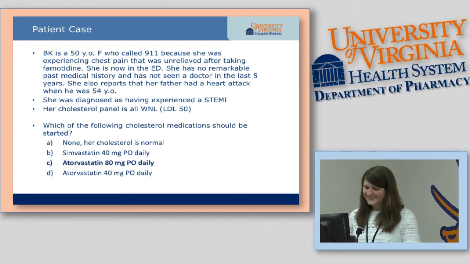And you all got it correct. It is C, atorvastatin 80 milligrams by mouth daily. As we discussed on the previous slide, it's important to start a statin, high-intensity statin, as soon as you know this patient's experiencing an acute coronary syndrome such as STEMI or NSTEMI. And you would still start it even though her cholesterol is normal.